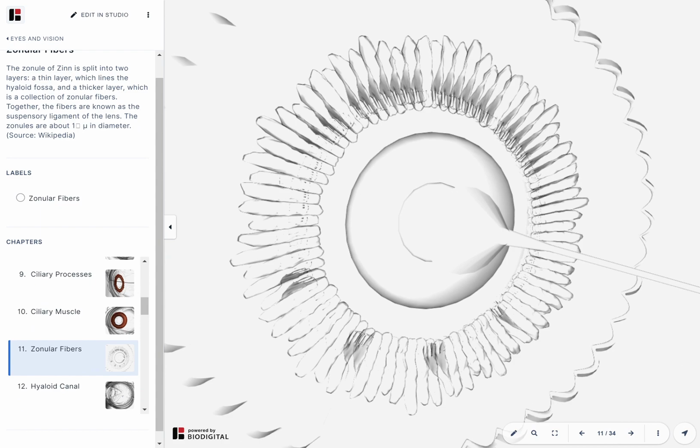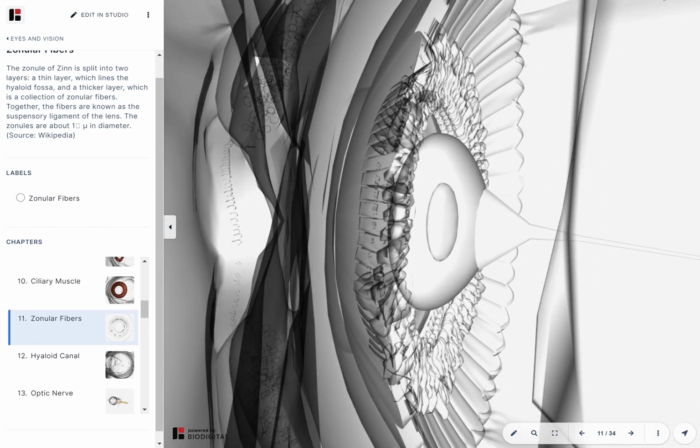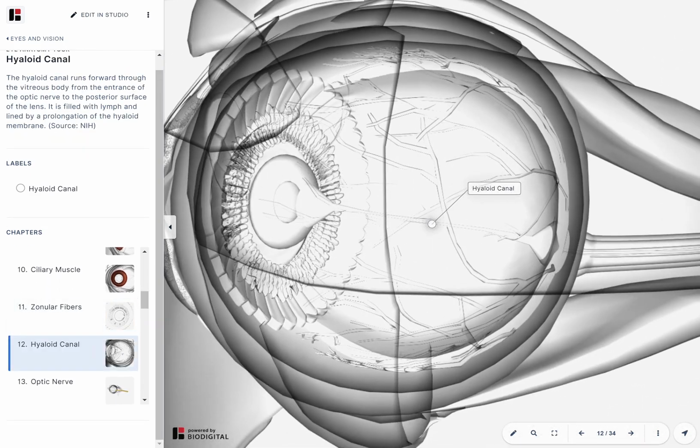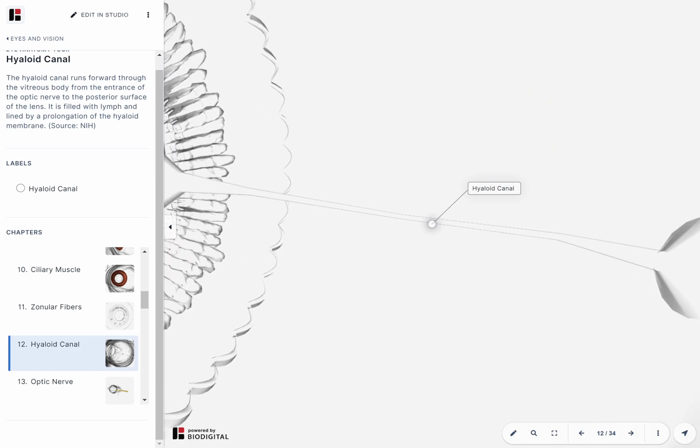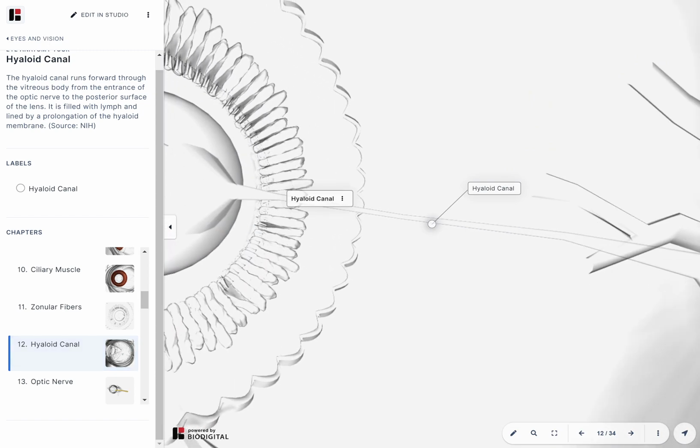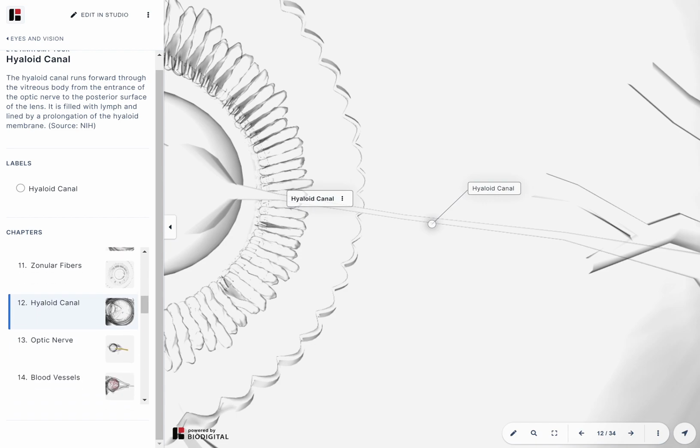And moving on, zonular fibers. These are structural fibrous ligaments which help in supporting the eye. It is split into two parts: a thin layer which lines the hyaloid fossa, and a thicker layer which acts as a suspensory ligament, which I'll be showing a little bit later. So moving on to the hyaloid canal, you see this canal over here, that would be the hyaloid canal, and it runs from the vitreous body to the entrance of the optic nerve.